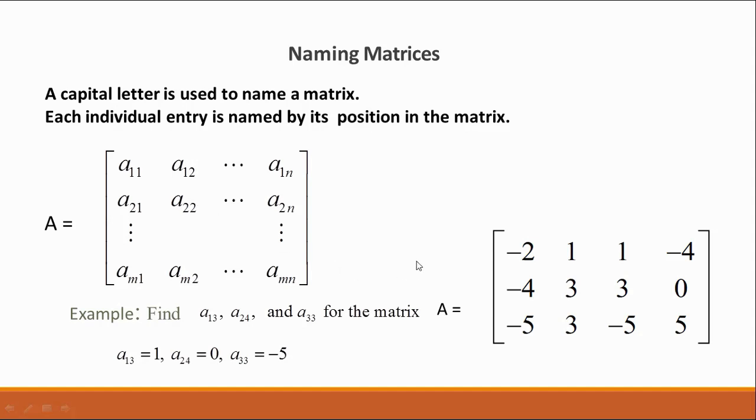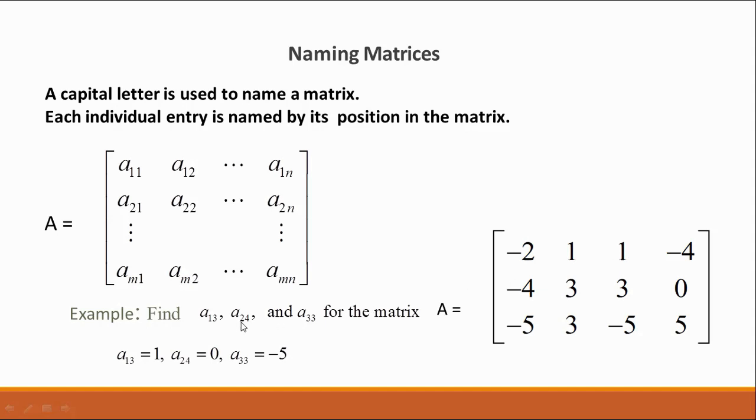For example, here you see a matrix. This is a matrix A. If we try to find the element A13, the element A13 means the element of first row and third column. This is the first row and third column. So the element of first row and third column is 1.